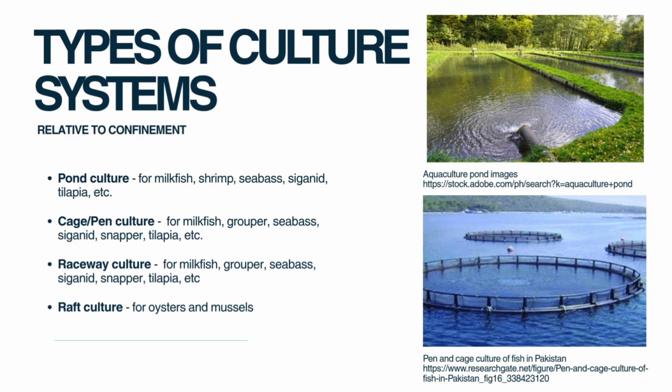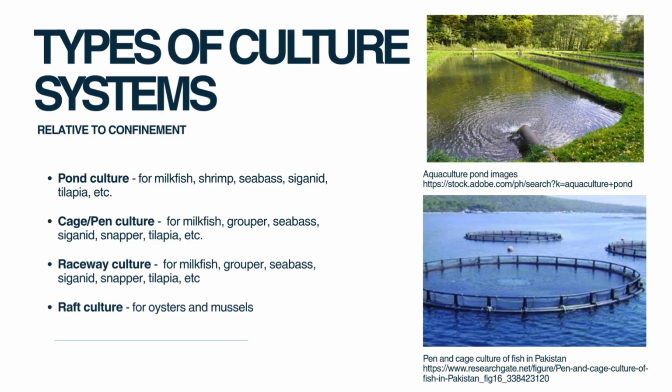Next, we have the cage or pen culture. This is usually used in natural water bodies such as lakes, rivers, and coastal areas like the one in the picture. This system is suitable for species like grouper, snapper, sea bass, and tilapia. And we also have the milkfish, which is included in the pond culture, but is also included in the cage or pen culture and the raceway culture.